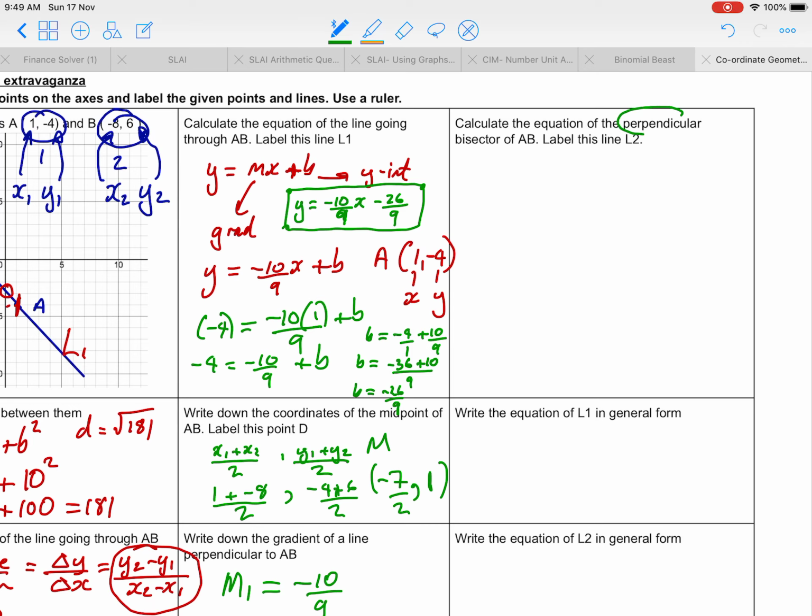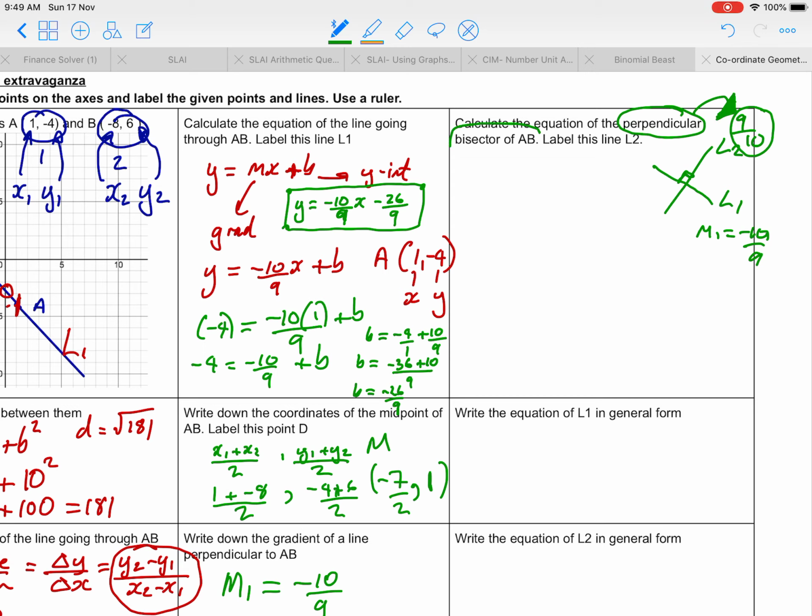Okay, so now over here, calculate the equation of a perpendicular bisector. Well, perpendicular means 90 degrees. So the first line looks like this. The second line looks like this. It's 90 degrees here. So we've already got the gradient of the first line, is negative 10/9. We've now got the gradient of line 2, which is 9/10. So 9/10, that bit of information comes from this word.